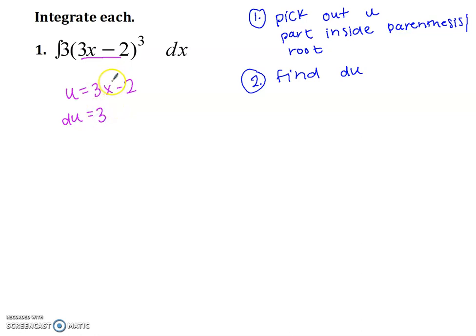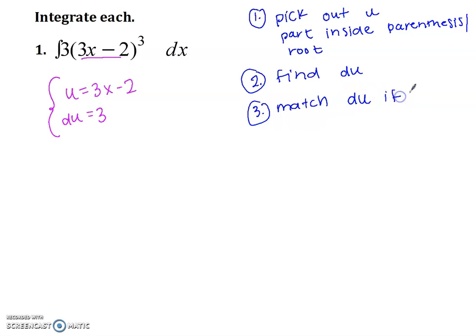Remember, that's take your exponent, multiply it. 3 times 1 would be 3. Subtract 1, that would make your exponent 0, so just 3. And then the derivative of just a number is 0. So this is the first two steps. Find u, pick out u from the given, and then we take the derivative of whatever we pick for u.